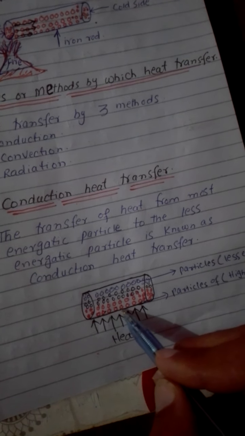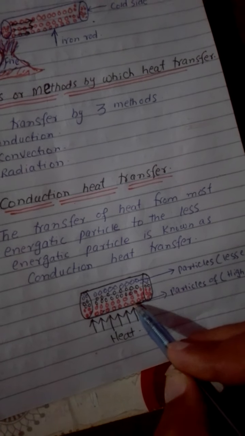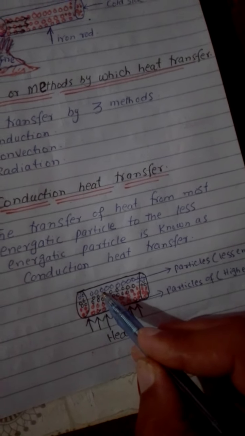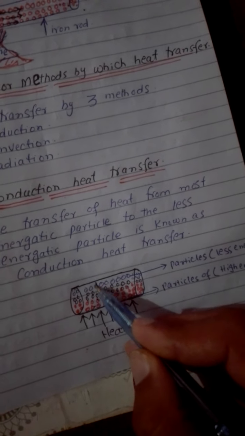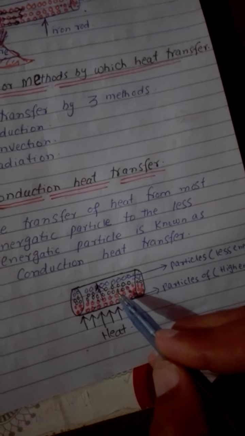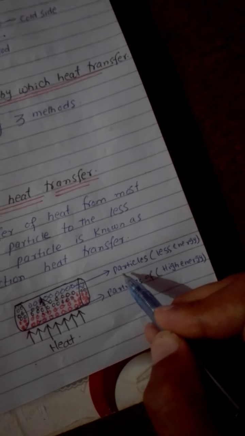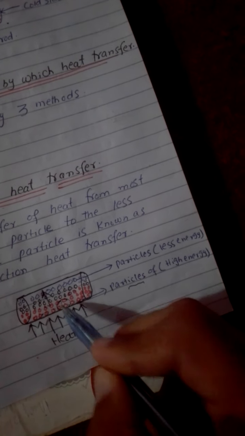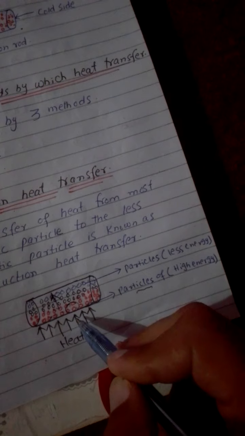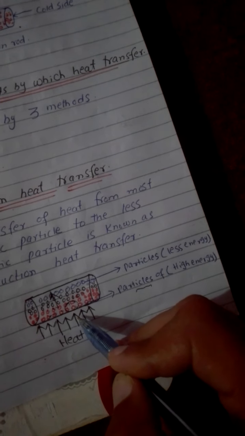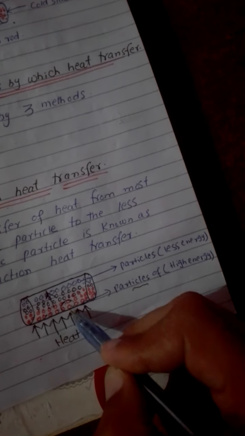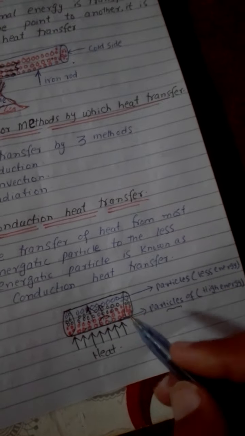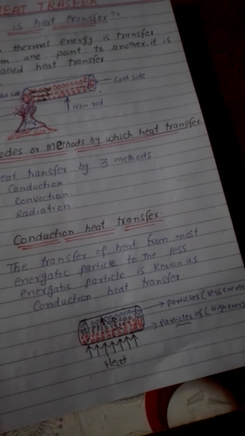When we heat the cylinder, first of all these atoms become heated, and these heated atoms then transfer their energy to their neighbor and so on. So the heat transfers in this direction, and this is the conduction heat transfer. These are the less energetic particles, and these are the high energetic particles because they are near to the base. Heat transfers first to these particles, then to their neighbor atoms. So this is the conduction heat transfer.